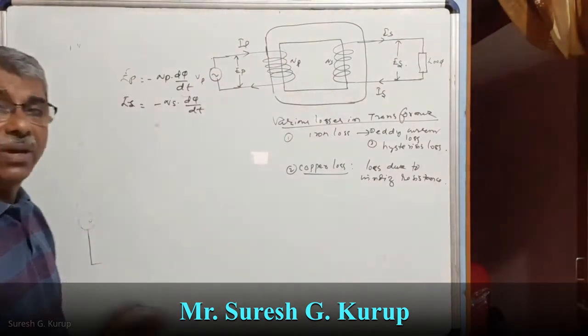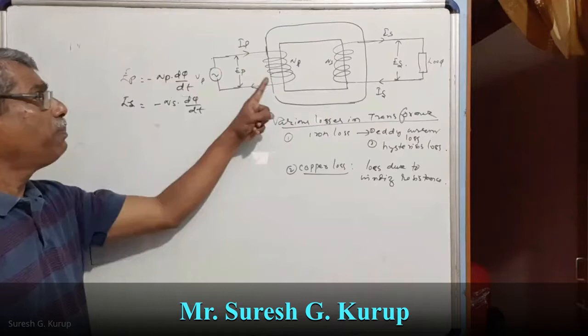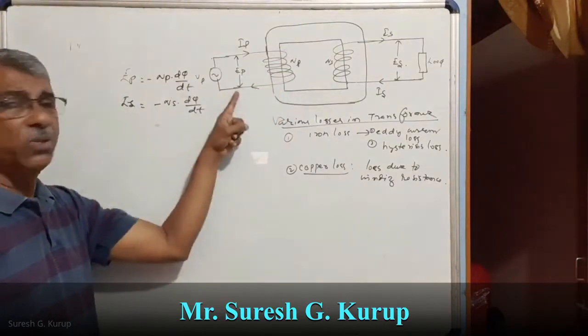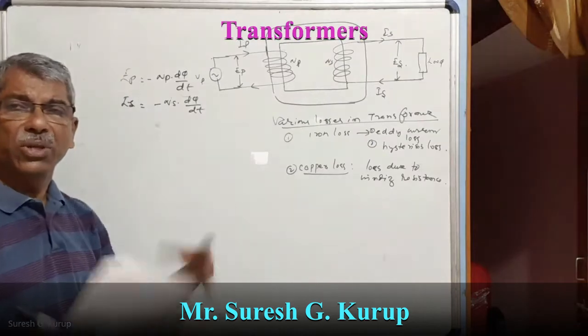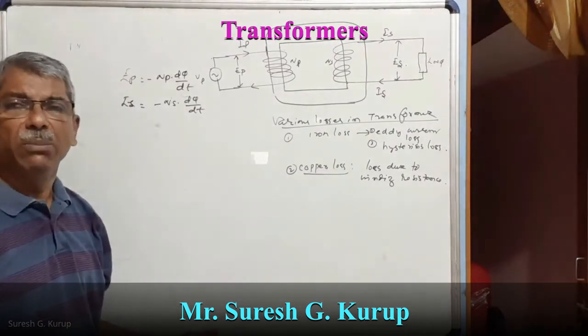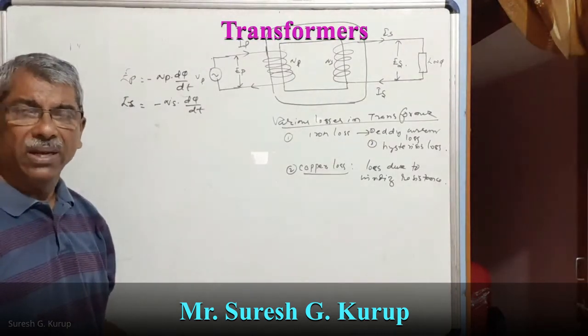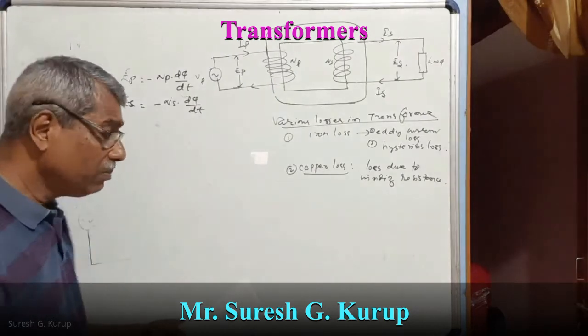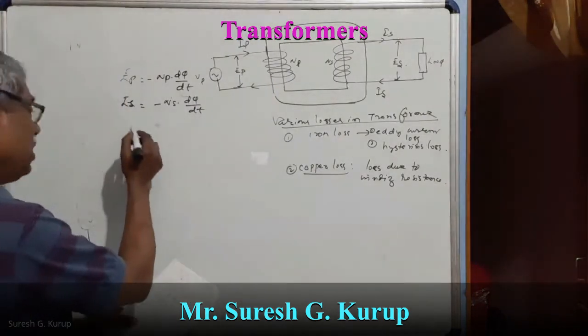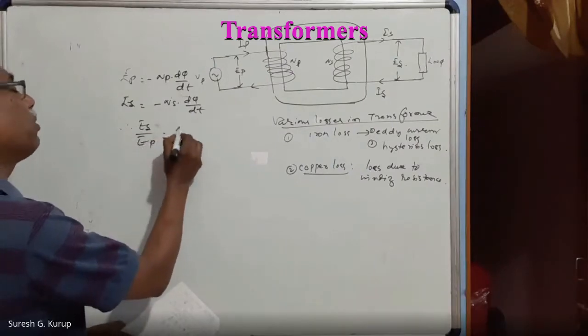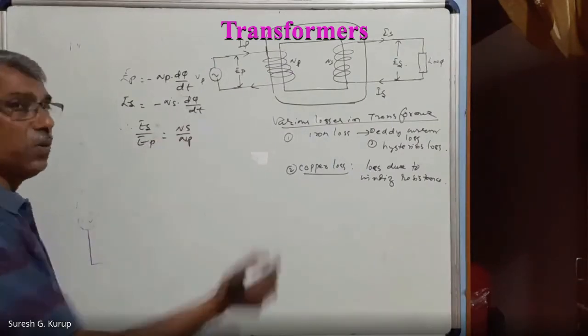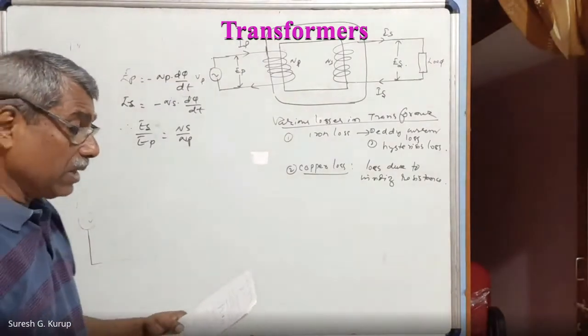Whenever there is a change in flux linked with the primary when current passes through it, the same flux will be linked with the secondary also. So in both the coils, the EMF is induced by electromagnetic induction, right? Therefore, ES by EP is equal to NS by NP. We can write that. Am I correct?